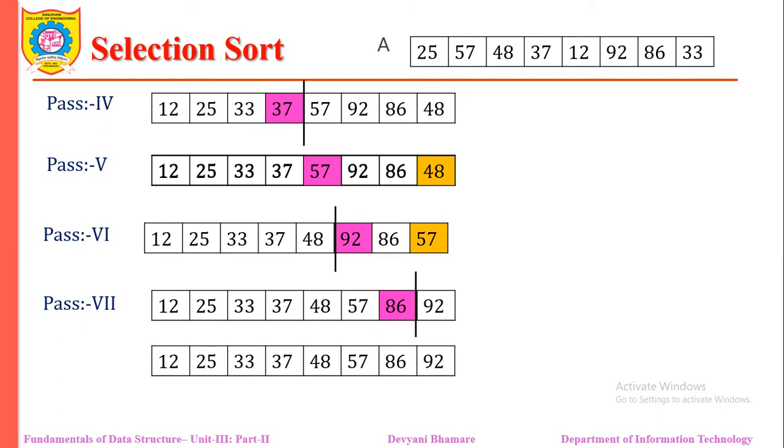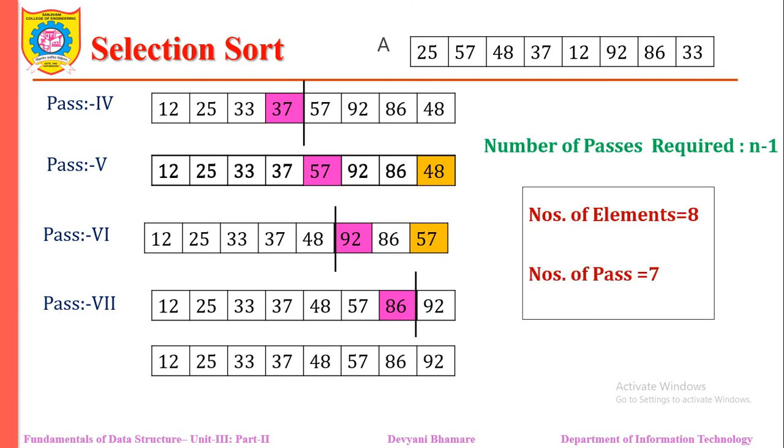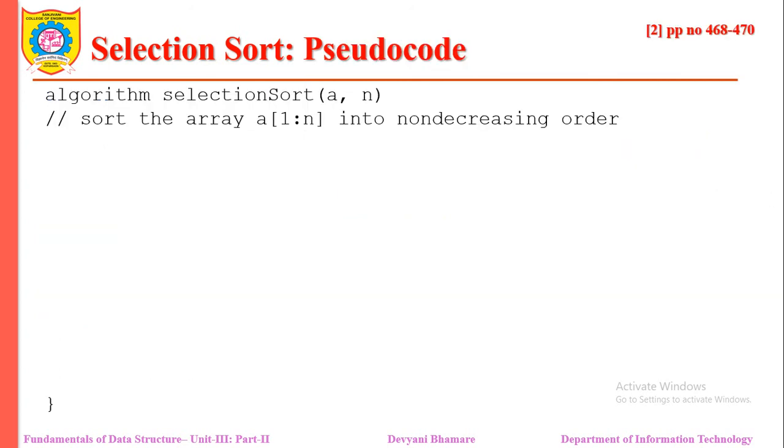The sorting order in this selection sort is ascending order. Here the number of passes required is n-1. As there are a total of n elements, the number of passes is 7.